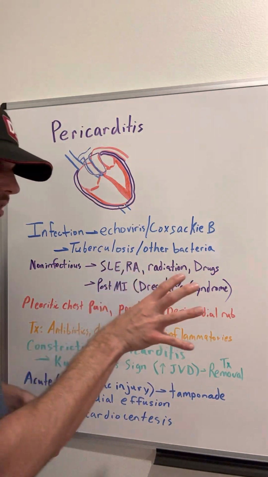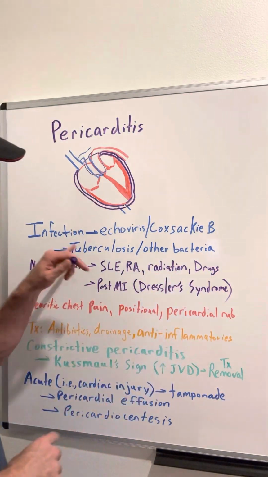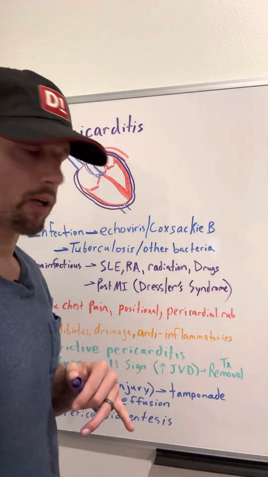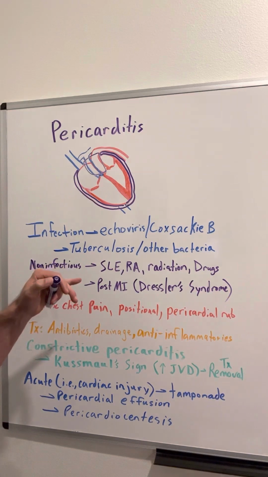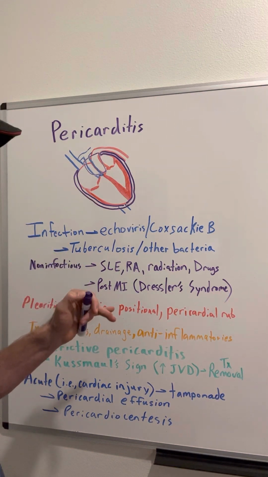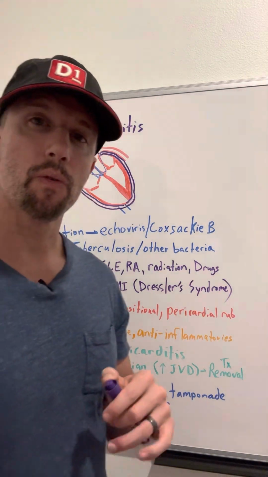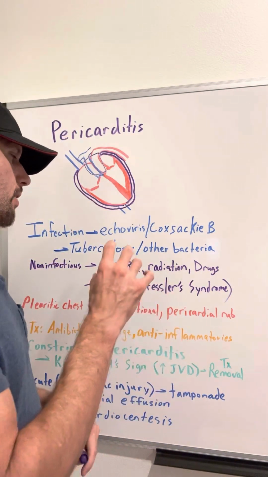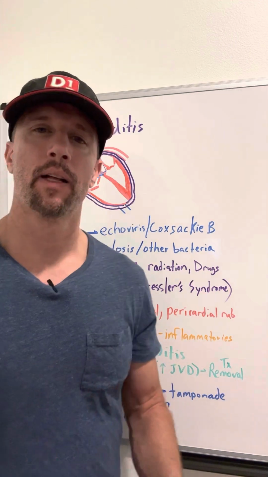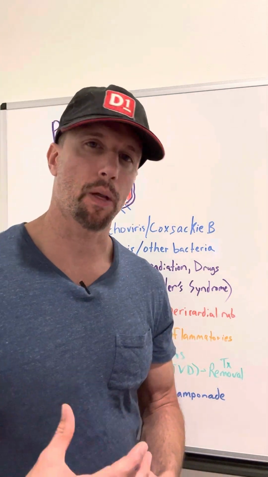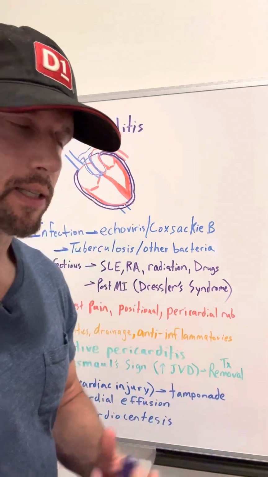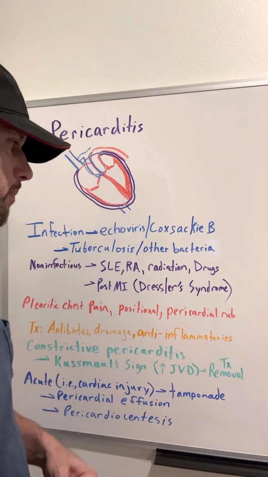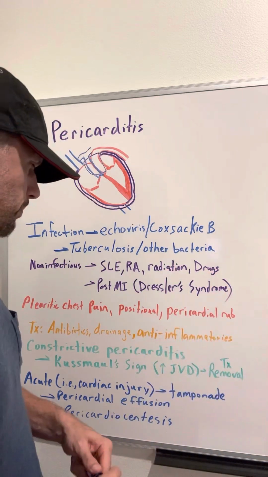Some other causes are drugs. Paradoxically, one of the main drugs to treat tuberculosis is isoniazid, and it can also be the cause of pericarditis. So that's kind of paradoxical. And then hydralazine is a drug that is used sometimes to decrease blood pressure by dilating the arteries, and it can also be toxic to the membranes of the heart, or the outer membranes, the pericardium.